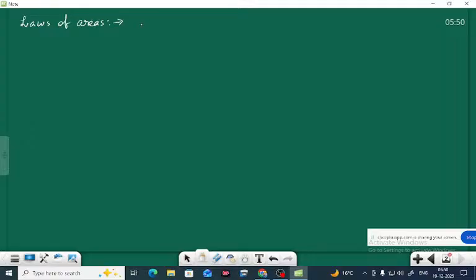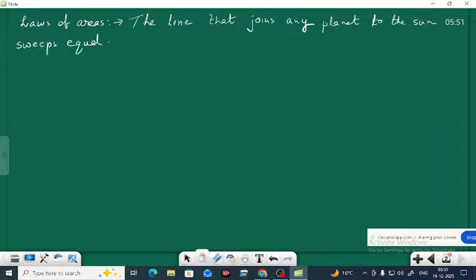In the law of areas, you'll find that the line that joins any planet to the Sun sweeps equal areas in equal intervals of time. This is the law of areas.